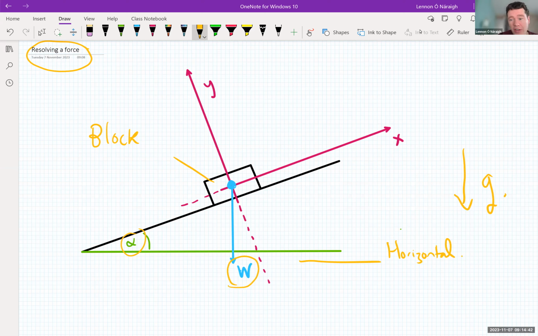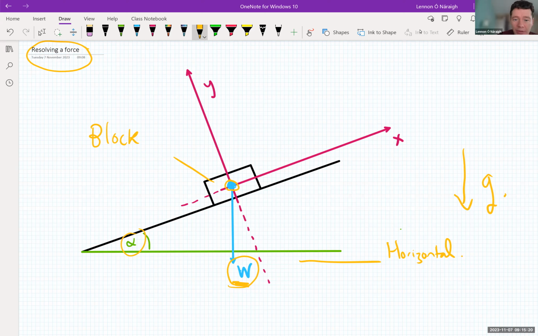So the block obviously is an extended body, but all of the forces acting on the block act through the center of mass. So I can treat the block as though it were a point particle, and that's what I've done here, indicating the center of mass as this big blue spot. And so the weight vector emanates from the center of mass. Always with these problems, we're interested in the motion of the block, either up or down the inclined plane.